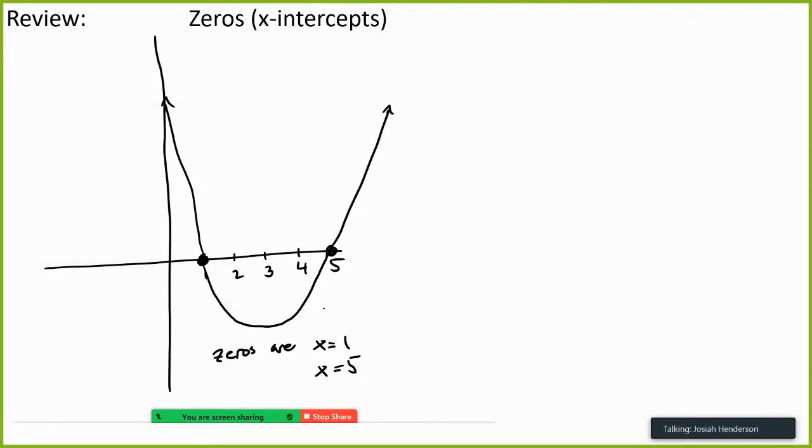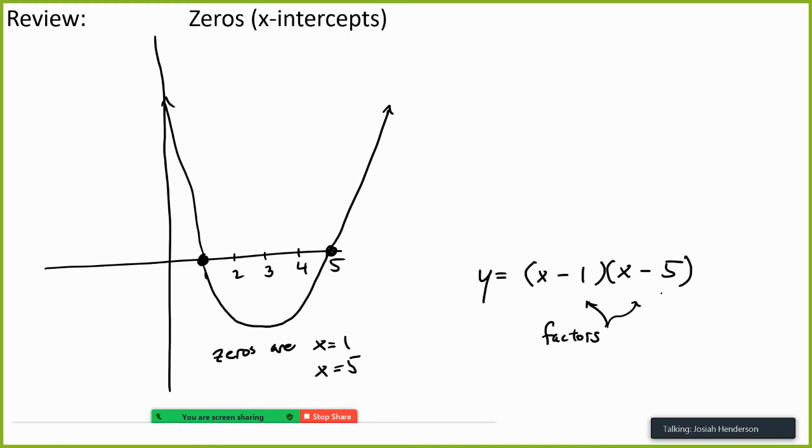It's not the vertex, right? That's different. But we do know that the zeros are x is 1 and x is 5. And how does that correlate to the equation? Well, that means that if we were to factor the equation, we know that the factors, that's the two parentheses, the factors. Remember how we factor polynomials in Unit 2? Well, we go through that process and we get those two parentheses multiplied together.